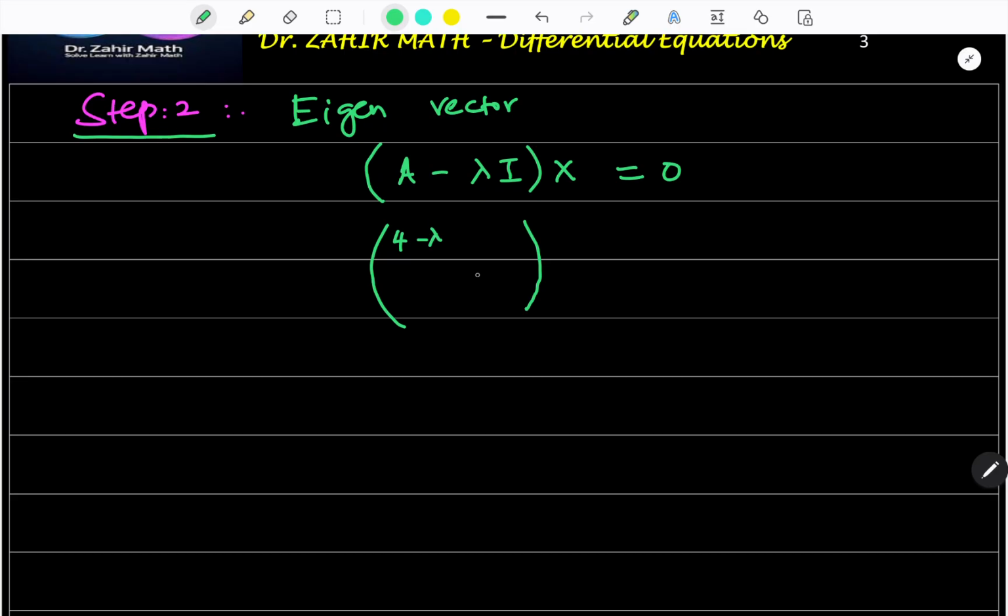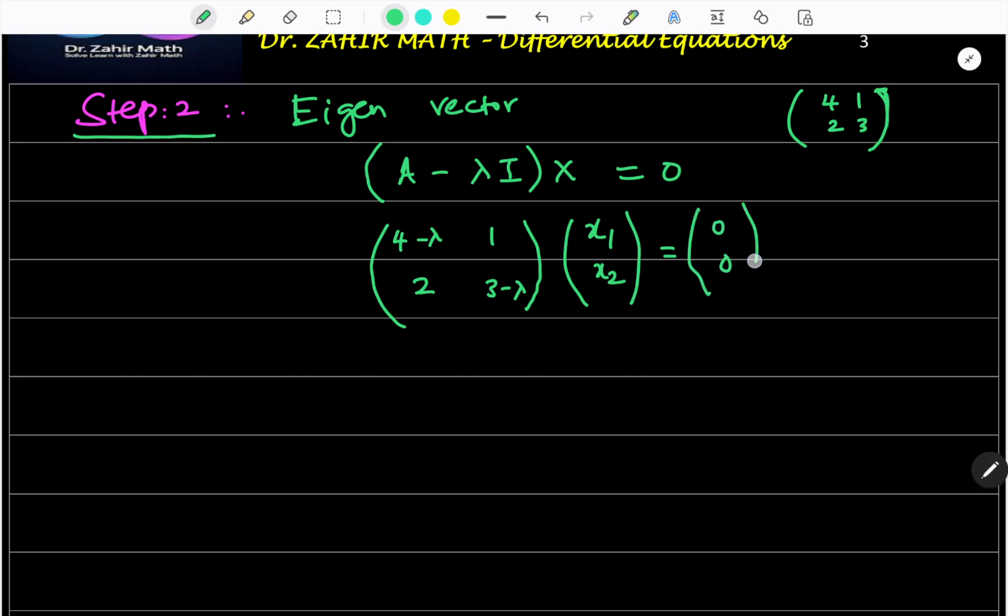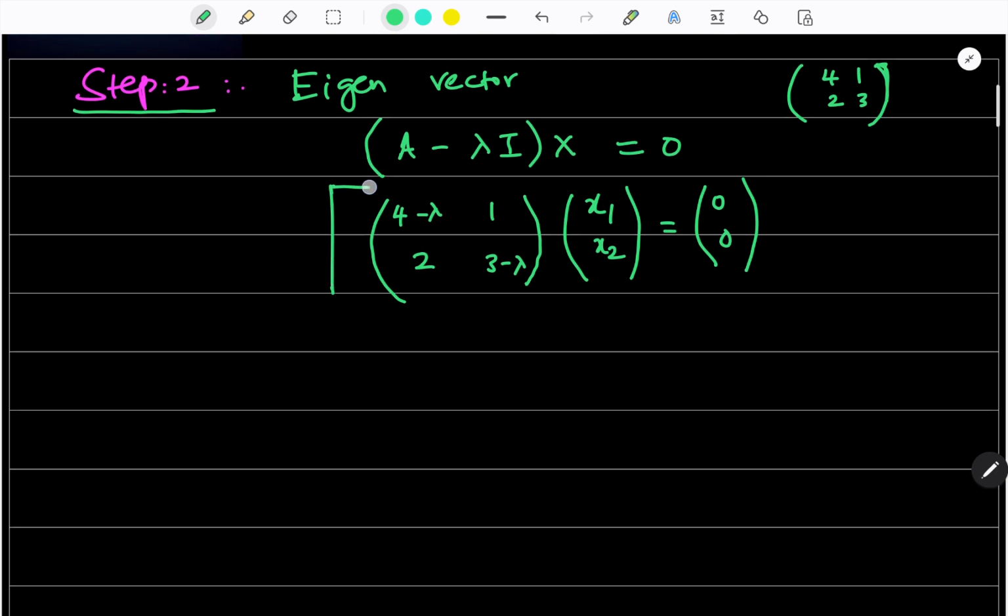So here you will get 4 minus lambda, here you will get 3 minus lambda, because your matrix is 4, 1 and 2, 3. So 4 minus lambda, 3 minus lambda, and here it is 1, here it is 2, operating on x1, x2, a column vector, and this is 0, 0. Now this is going to become your equation 1.